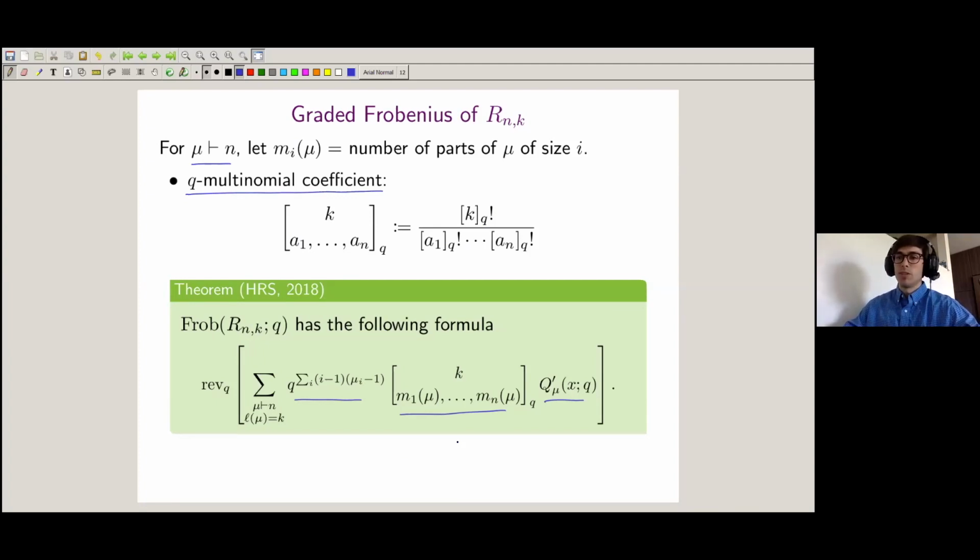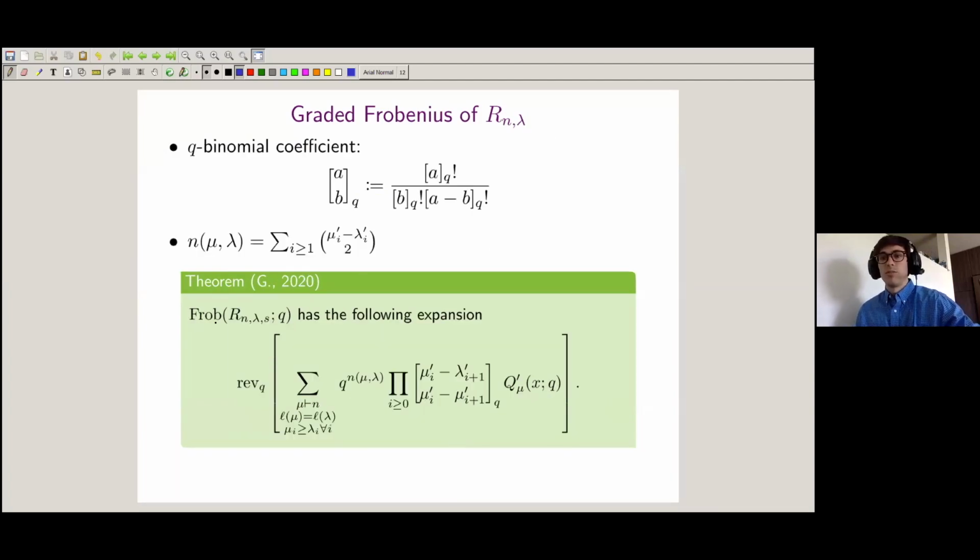And I have a formula for my rings, which is very similar to the previous two. Recall that the multinomial coefficient breaks up as a product of binomial coefficients. And the q-binomial coefficient is: you take the formula for the binomial coefficient and you q-ify everything. And I was able to prove that the graded Frobenius characteristic of my rings is a sum with a q-shift times a product of q-binomial coefficients, where this product doesn't necessarily collapse into one multinomial coefficient, and then times a Q'. You take all of that and you reverse it. Okay, I should have said S here because this is specific to R_{n,λ,S}.